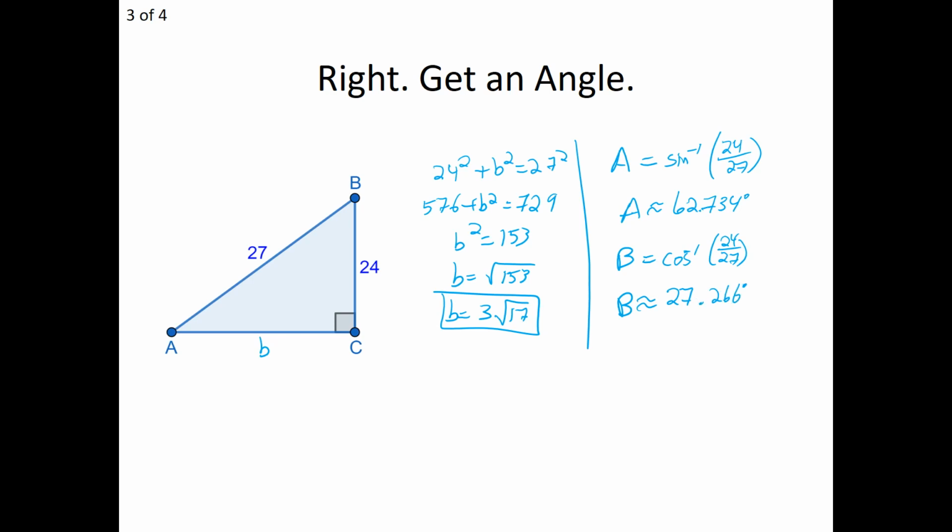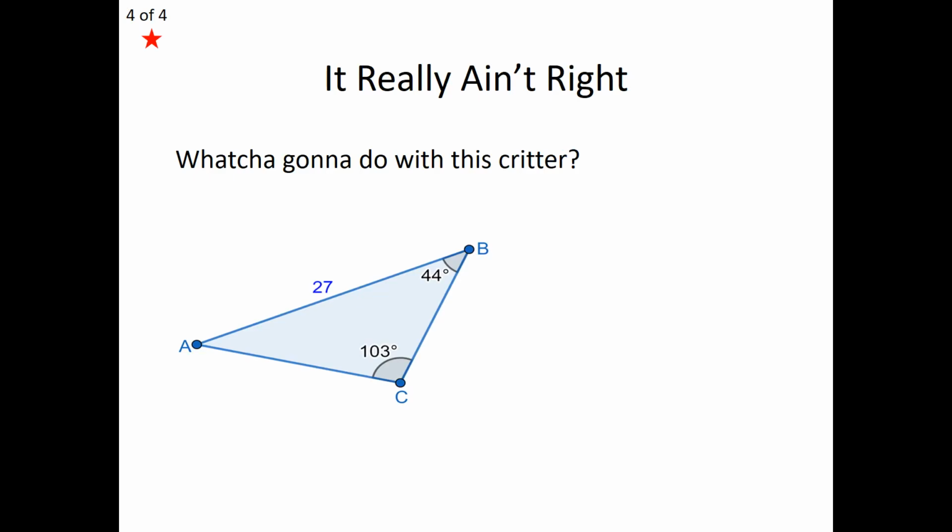So we can solve a right triangle if we're given an angle measure and a side measure, or if we're given two sides of a right triangle. But now the real question, what are we going to do with this critter, right? Take a look at this guy. This is not a right triangle. And it really ain't right.